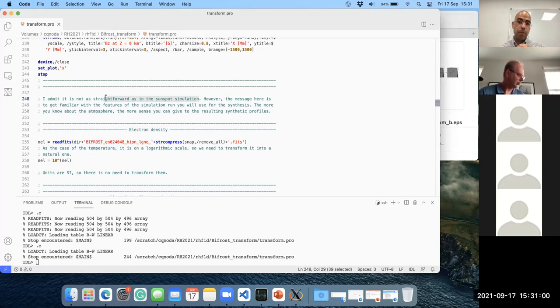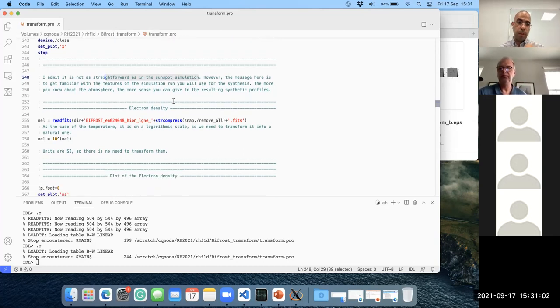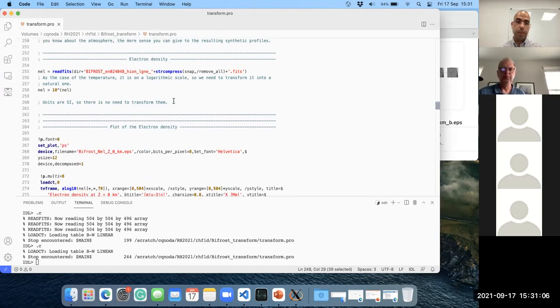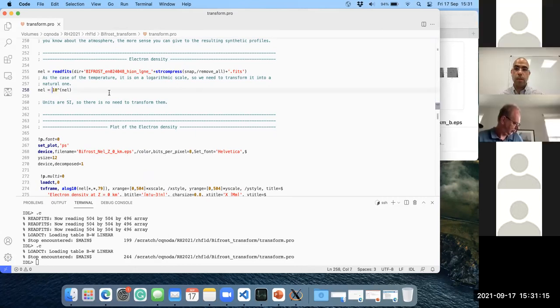Okay, so after that, let's continue with another atmospheric parameter. In this case, the electron density is the same as before. So units are SI and it's in log scale. So we just need to do the, oh, okay.